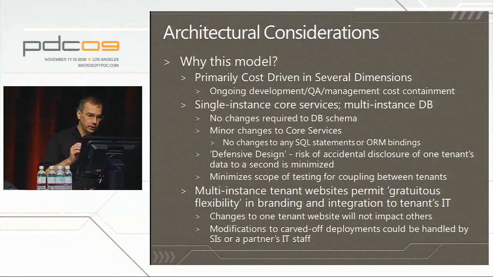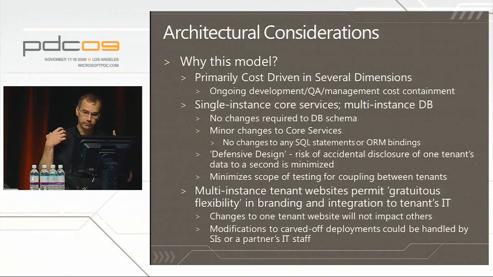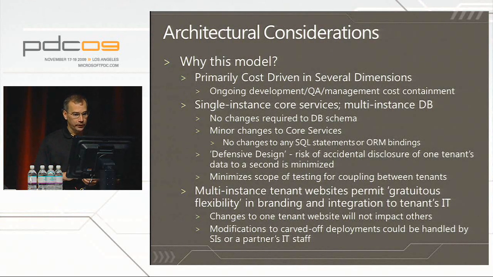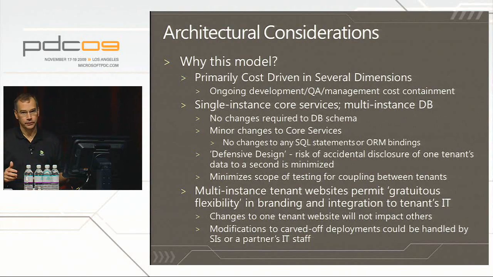So the multi-instance tenant websites permit what really amounts to sort of gratuitous flexibility in branding and integration into an existing tenant's IT environment. And through past history, it's the gratuitous. When it comes to branding, when it comes to presenting your face to the world, which is what our white labeling customers are going to want to do, they want that gratuitous flexibility. Changes to one tenant website are not going to impact the others. So again, it's a QA advantage there. And also modifications to these carved off deployments, they could be handled by a separate SI or the partner's IT staff themselves.